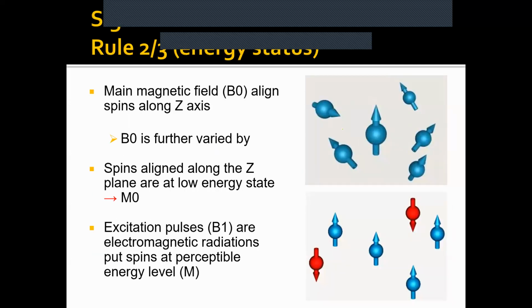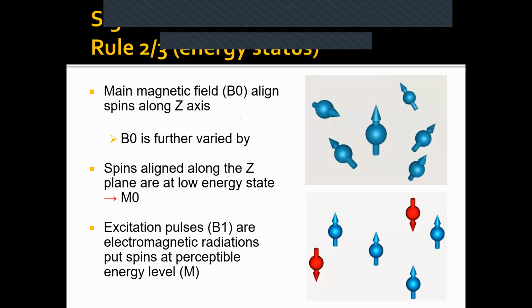So usually at the start, they are aligned to B0, which is all over the place. All right, where they're going to be spinning, they're aligned to the z-axis, and they're in all sorts of different directions. All right, and then we send our electromagnetic pulse, which is B1.